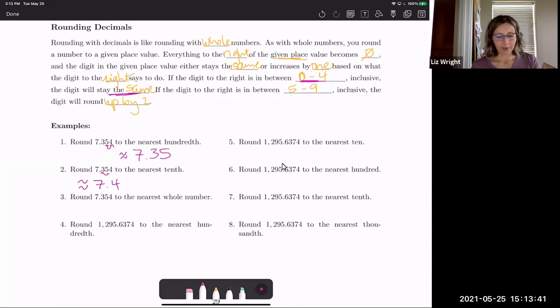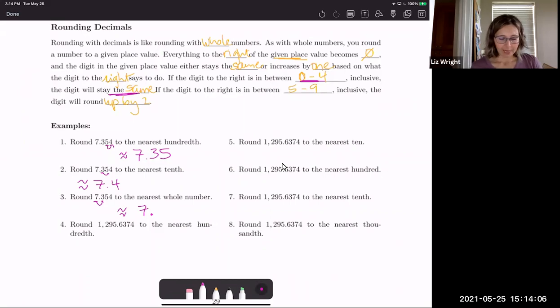And then it says round 7.354 to the nearest whole number. So if I'm rounding it to the nearest whole number, here's my whole number. I'm looking to the 3, and we are going to end up getting approximately 7. And if you want to, you can even put the decimal there, because what that's telling your reader is that you actually rounded to the nearest whole number.